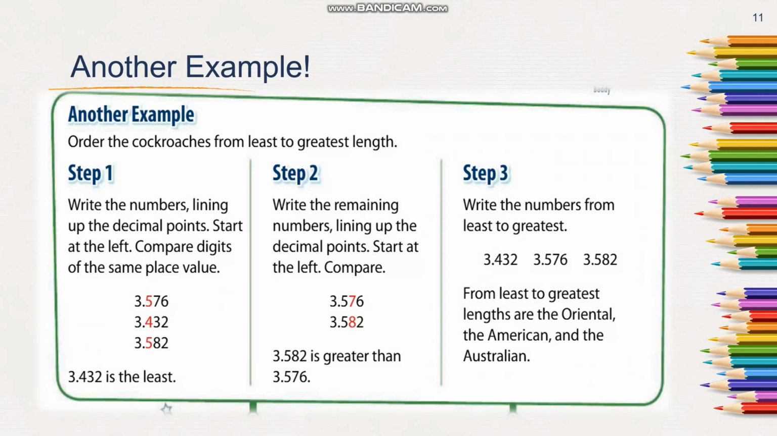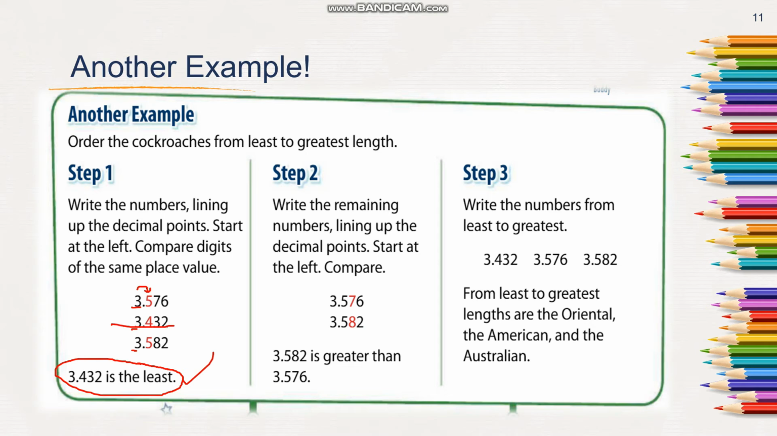Another example, you need to order the cockroaches from least to greatest length. So first, you need to write the numbers lining up the decimal points. Start at the left, comparing digits of the same place value. As you can see, the first digit in the ones place, they are all the same. So if they are all the same, proceed to the next digit. The next digits are 5, 4, and 5. So which is the least? Of course, 4 is the least. That's why 3 and 432 thousandths is the least.